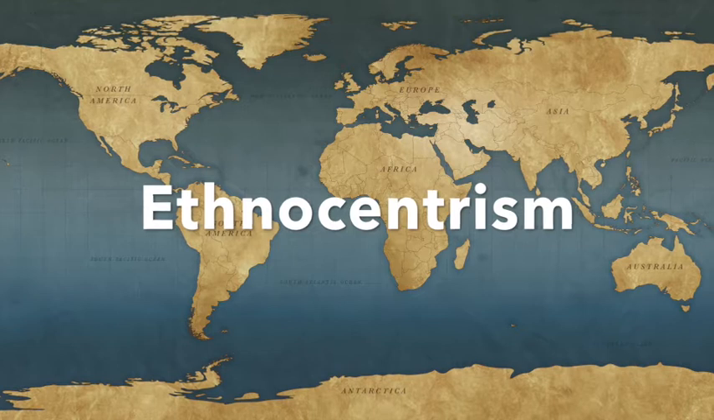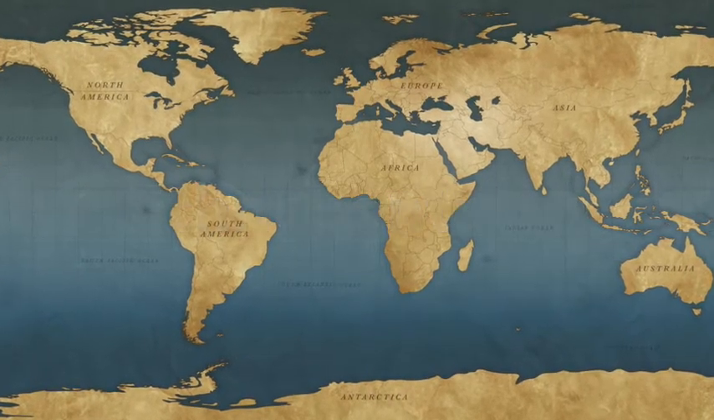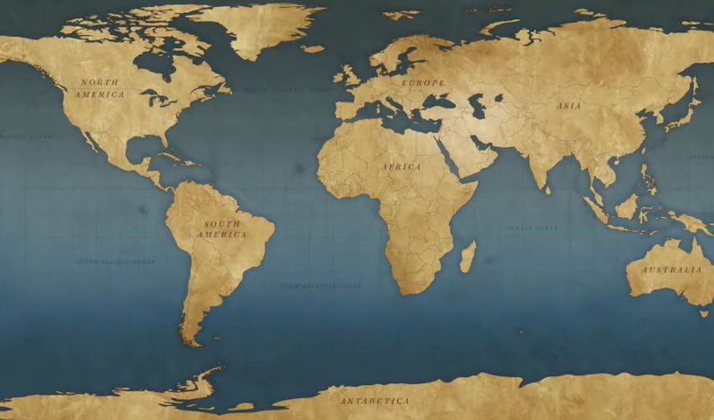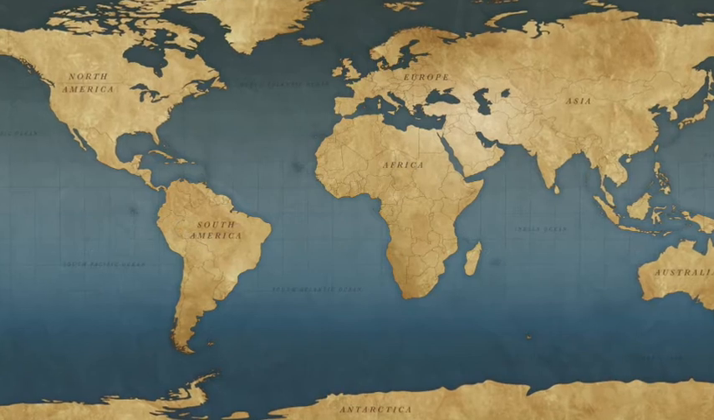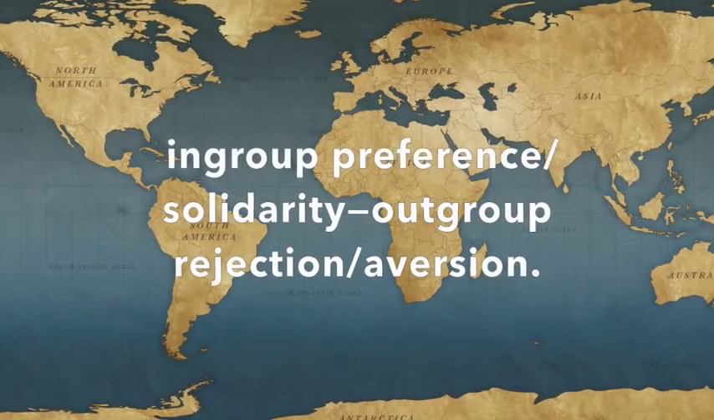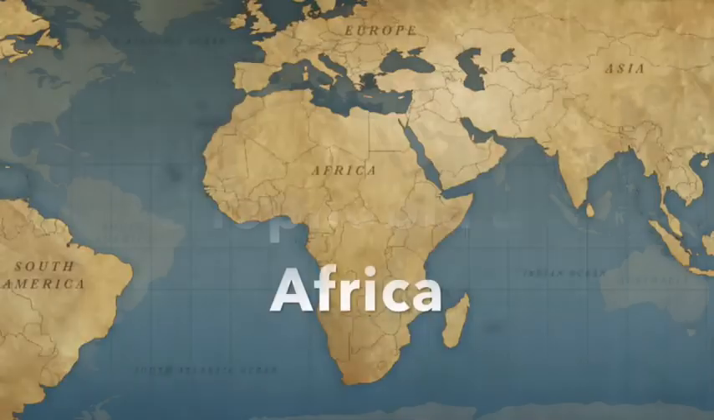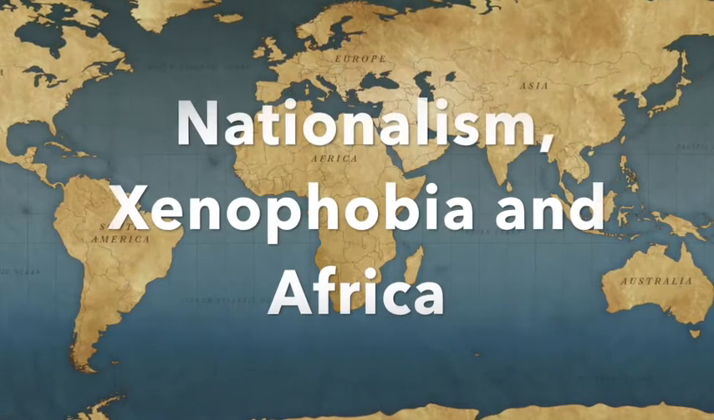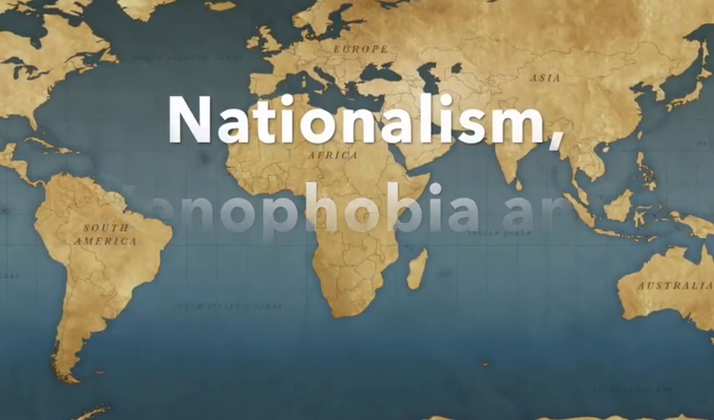Now let's move on to ethnocentrism. Ethnocentrism is the view of things in which one's own group is the center of everything and all others are scaled and rated in reference to one's group. Ethnocentrism is simply summarized as in-group preference, solidarity, and out-group rejection or aversion. The question that now arises is, what is the role of nationalism in causing xenophobia in African nations?